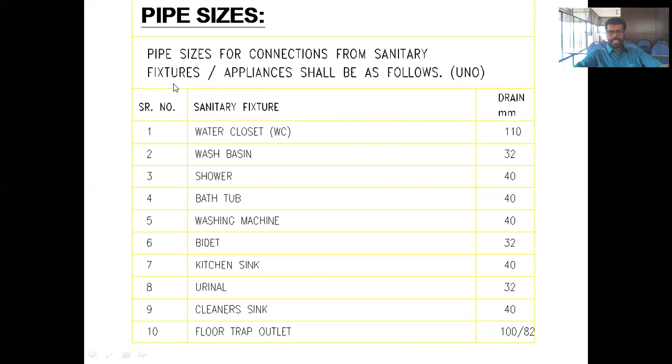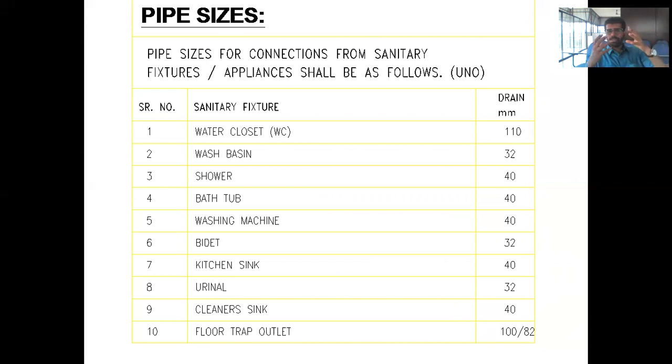Now these are some of the pipe sizes for connection from sanitary fixtures. These are the minimum drain pipe sizes. I will show you those from the NBC also. For the water closet, the normal drain minimum pipe size is 110, wash basin 32. But usually when I design, I put a safety factor and give a minimum of 50 outer dia for the wash basin.